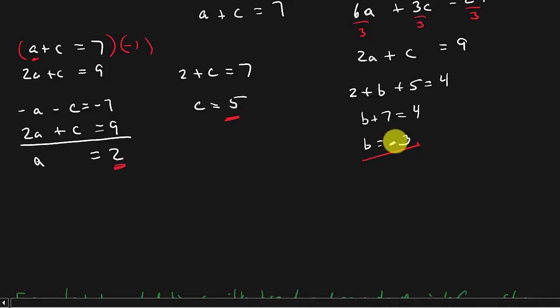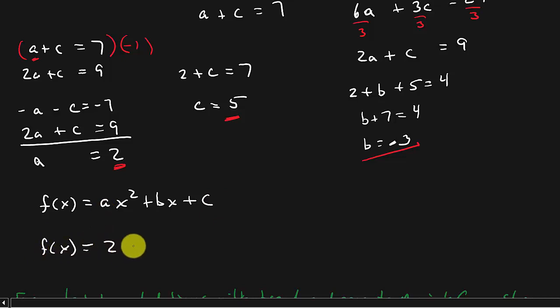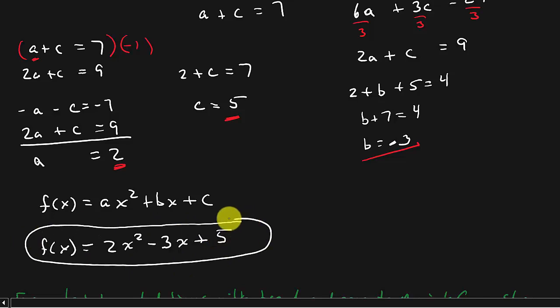And remember, my function is in this form. And so we get f of x is equal to A, which is 2x squared, plus B, which is negative 3. So a positive and a negative make a negative, negative 3x, plus C, which is 5. And there is your quadratic function. Okay?